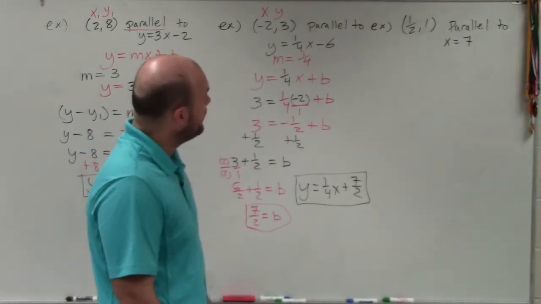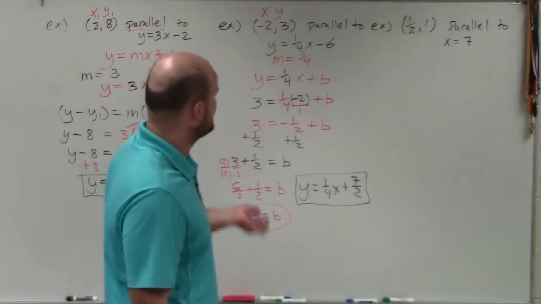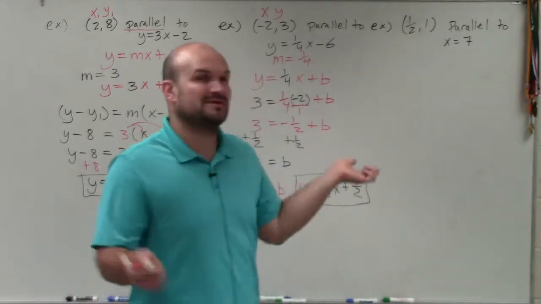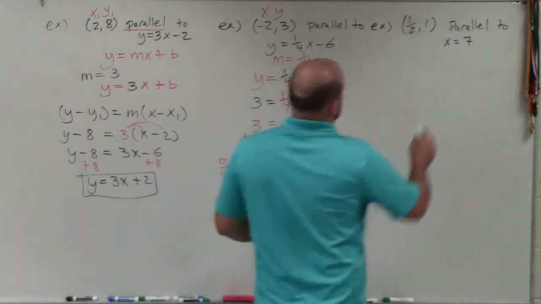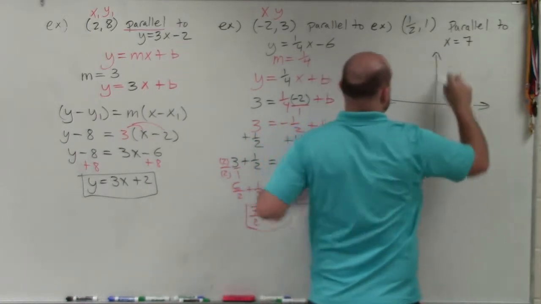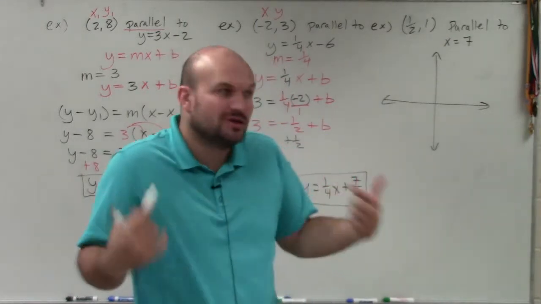For the next example, I have (1/2, 1) is parallel to x equals 7. Now this one might get a little confusing because you're like, well, what is even the slope on this one, right? It's not in slope-intercept form. So the main important thing to understand about this problem is a lot of times, even if you get stuck, even with these other two problems, if you get stuck, graph the information. Take a look at what it looks like.